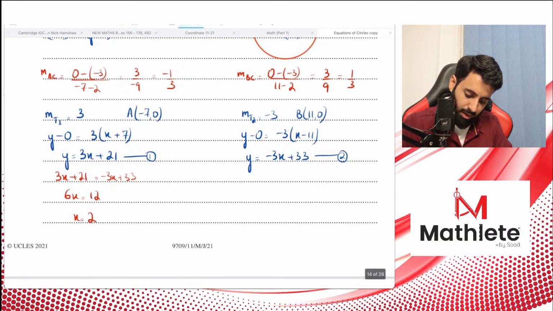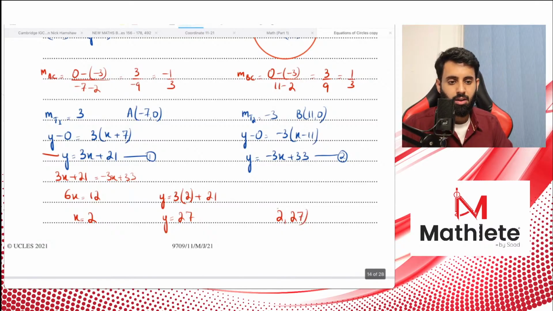And now to find the value of y, we use any one of the two equations. Let's say we use 3x plus 21, and in place of x, we write 2, plus 21. So 3 times 2 is 6, 6 plus 21 is 27. And there you go. You now have your point of intersection, 2, 27. And that's it. That's the answer.